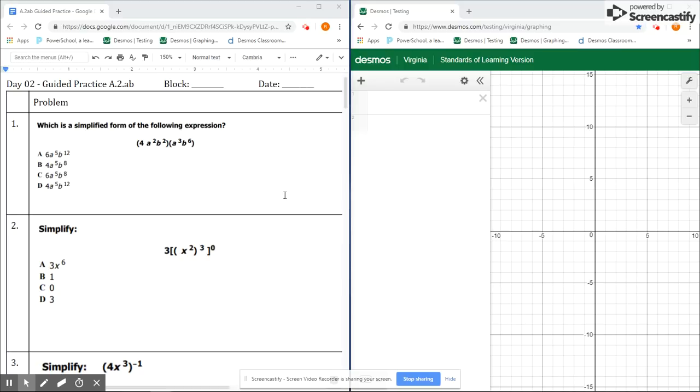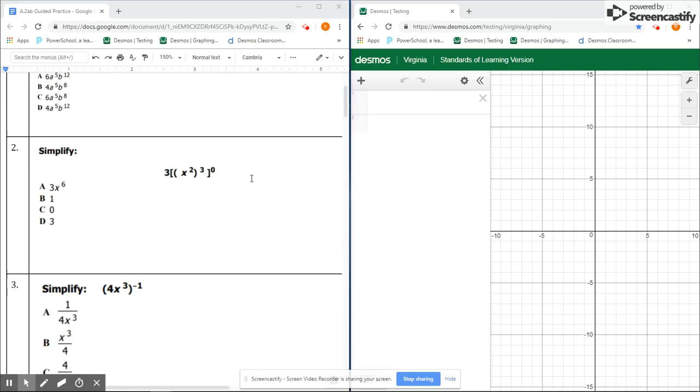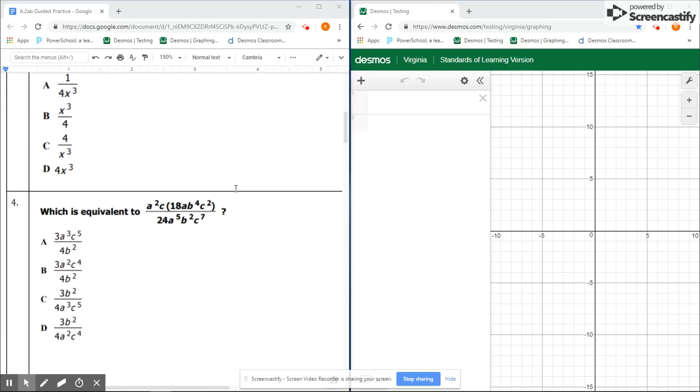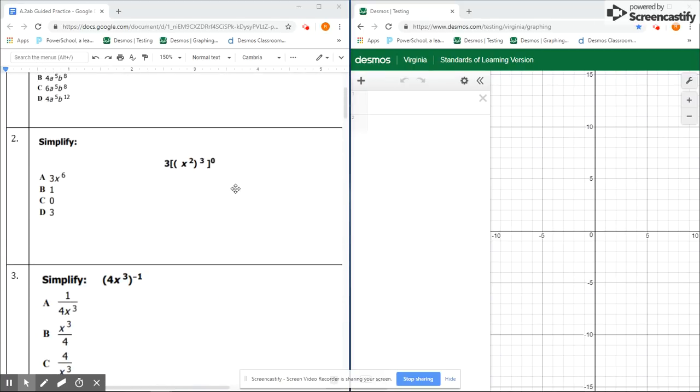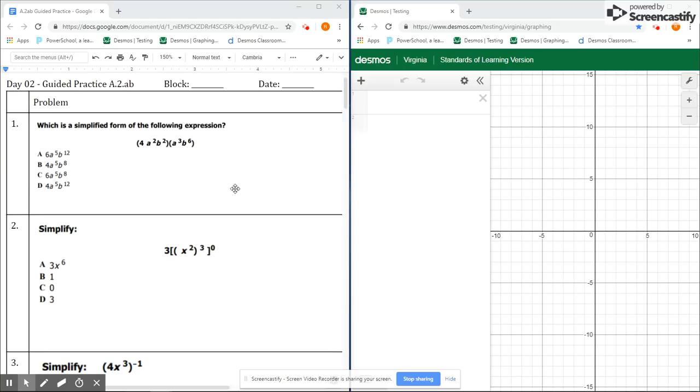Okay, this is page 1 of day 2's guided practice. We're going to look through standards 8.2a and b. We have problems 1, 2, 3, and 4, and they are all pretty much the same. We're going to solve them the same way. So we're going to start with number 1. Number 1, which is a simplified form of the following expression?